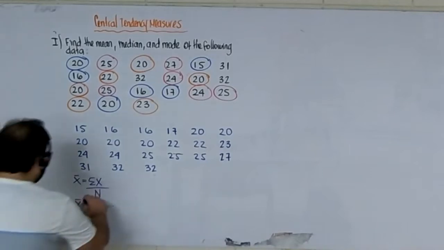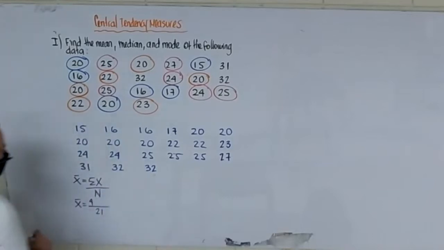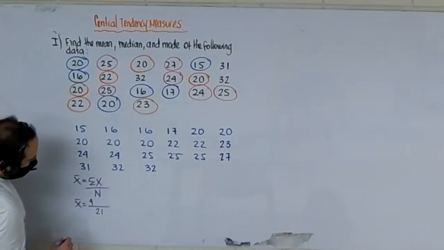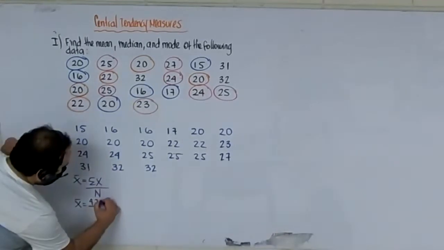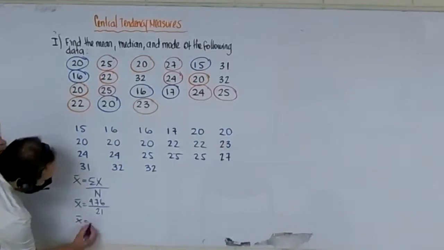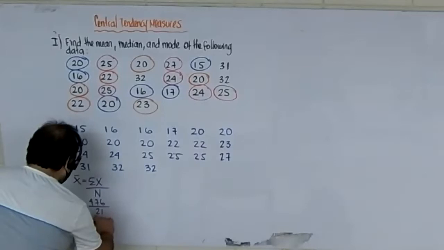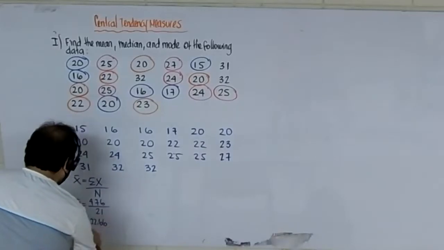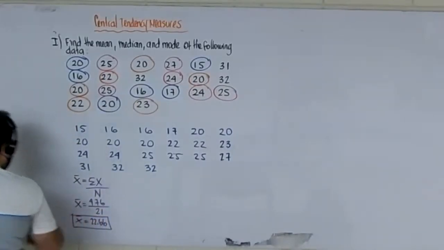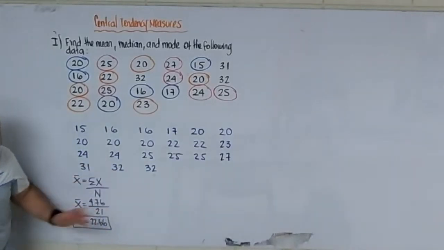476. Okay, 476, divided by 21, right? It will be 22.66. Perfect. This is going to be the arithmetic mean. Simple, because we must add all these numbers and divide by the quantity.